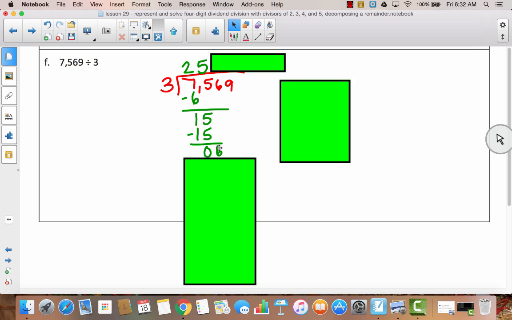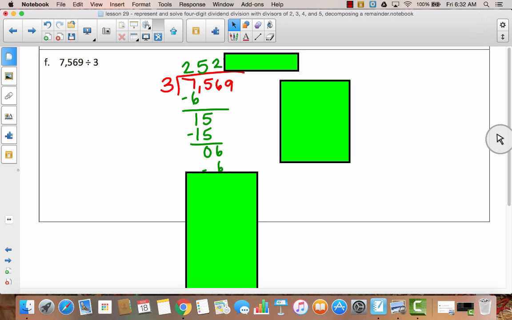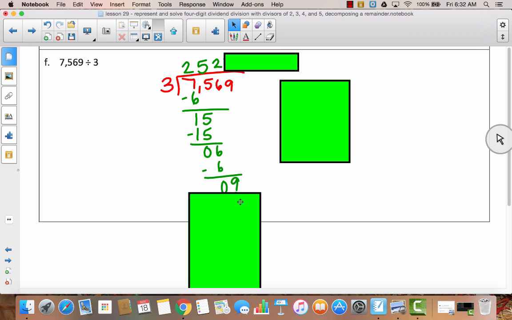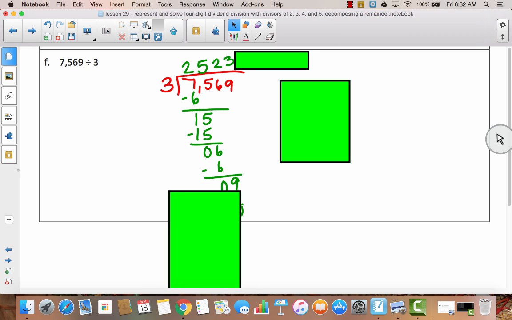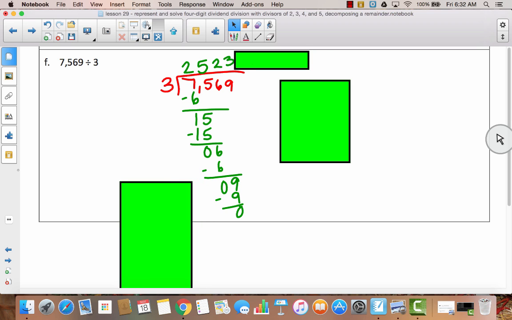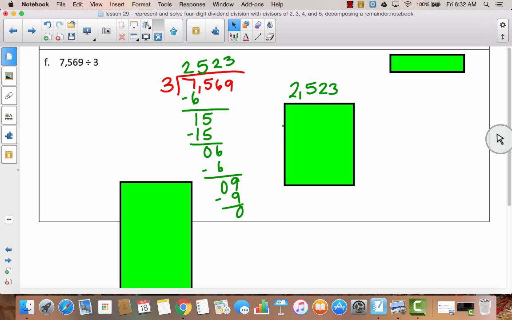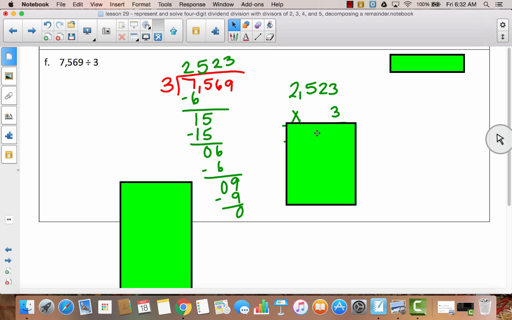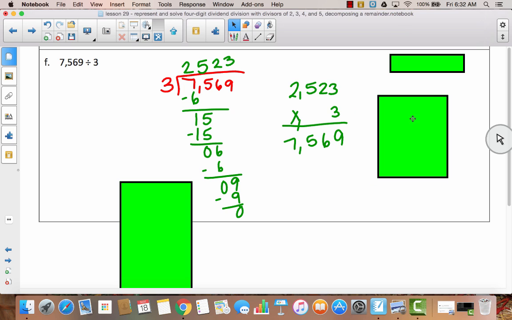I added that to my 6 tens. 6 tens divided by 3 was 2. 2 times 3 is 6. That gave me no tens left over, so I had 9 ones. 9 ones divided by 3 is 3, and 3 times 3 is 9, which is 0, so I had no remainder. So then I took my quotient, which is 2,523. I was dividing by 3, so I multiplied by 3, and that gave me 7,569.